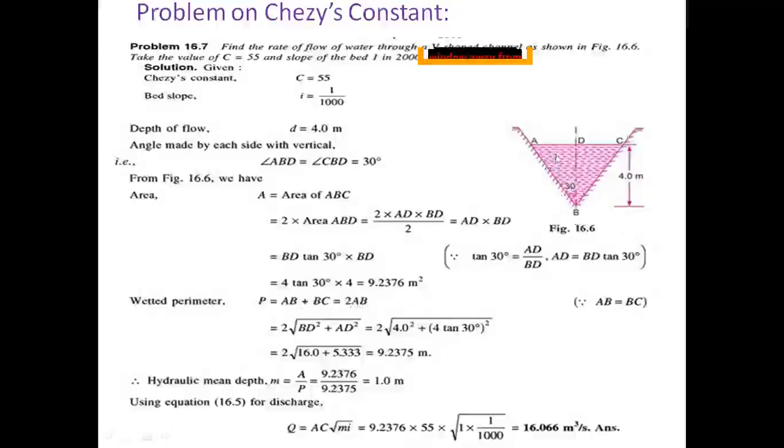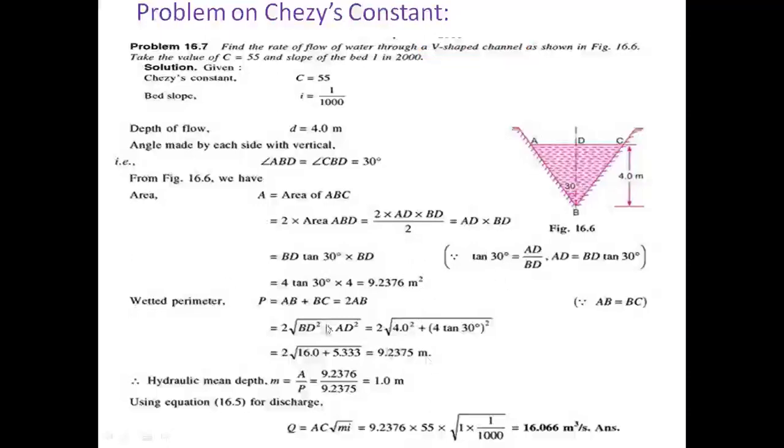For that, by using Pythagoras theorem, we write 2 into the square root of BD square plus AD square. Here BD value is already given as 4.00, whole square, plus AD value, which is 4 into tan 30, whole square. Finally, we get the wetted perimeter value as 9.2375 meters.